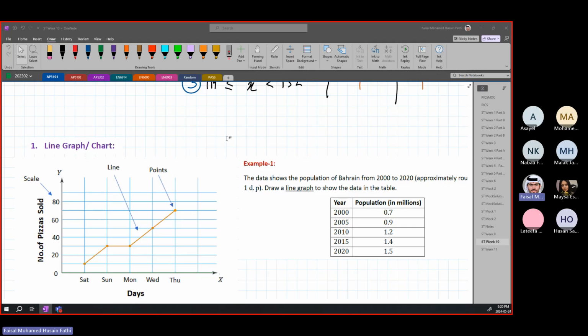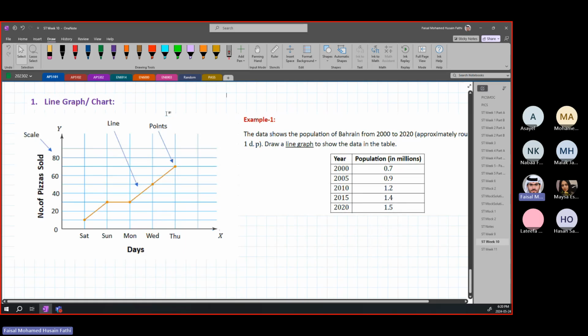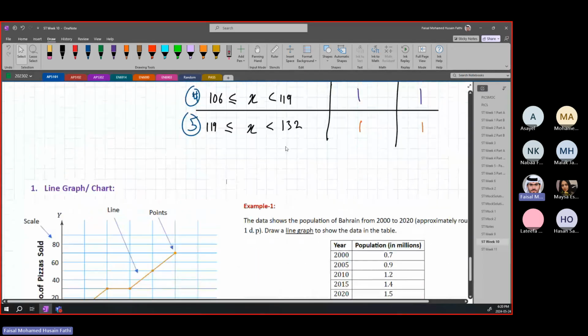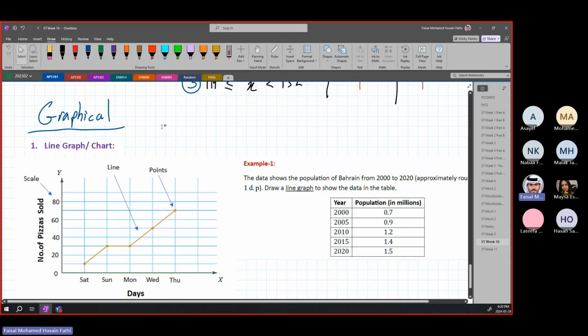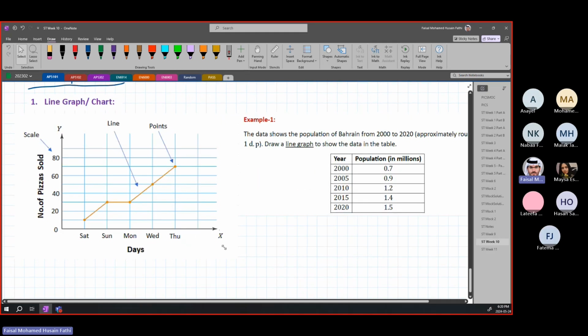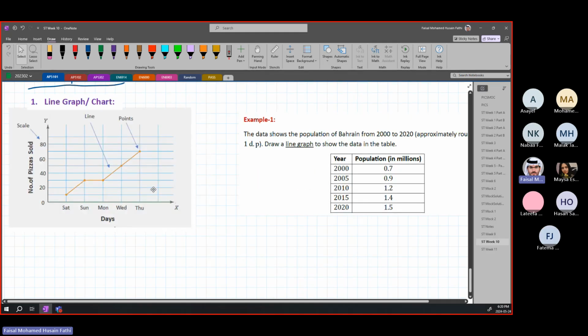All right. So we looked at the way we usually do tabular data, how to do it in a table. Now we're looking at the graphical method. So there are multiple different graphs that you can be using to plot data, right? First one we're looking at here is the line graph or the line chart, all right?